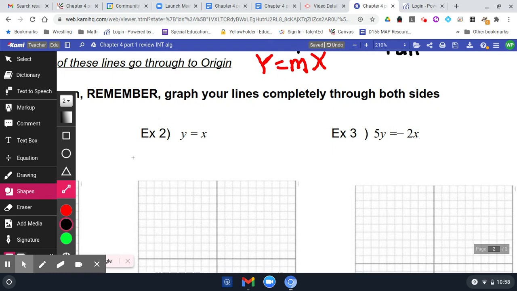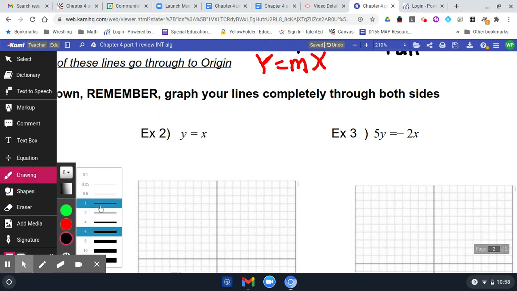But this one is going to be a 1. So remember, there's an imaginary 1 right in front of here. So you're just going to go up 1 over 1, up 1 over 1. You have a 1 over 1 slope.